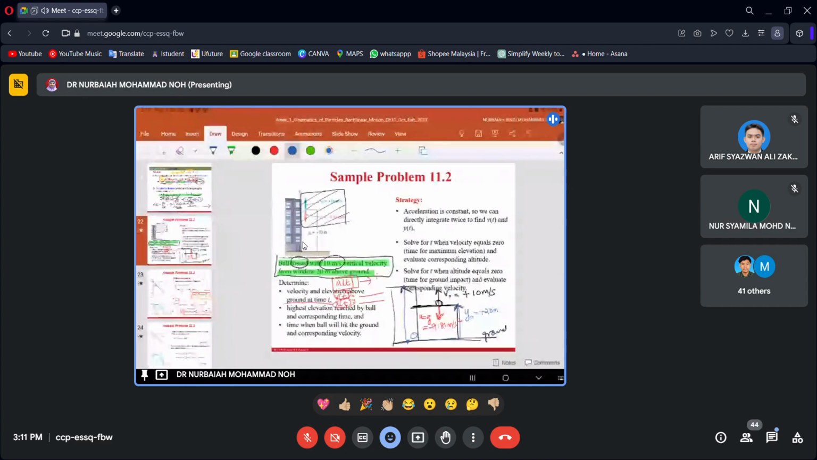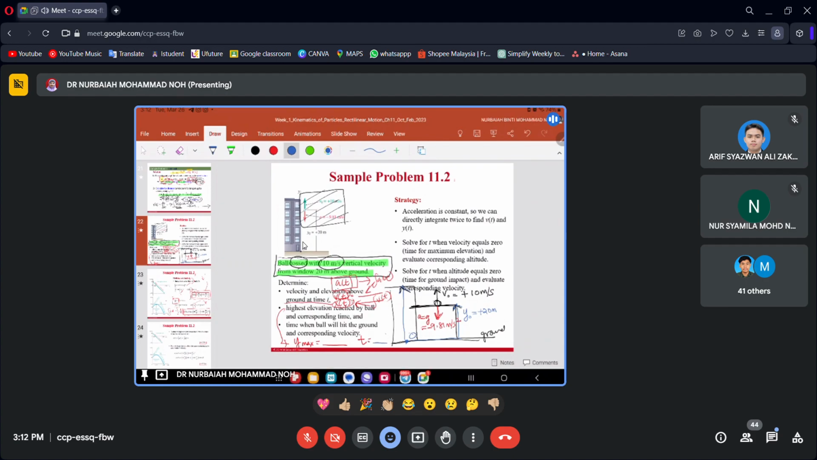Integrate a, you will get v. Integrate v, you will get x. The next one is determine the highest elevation reached by the ball and the corresponding time. What does it want? How do we put the symbol here? It wants y, y maximum. What is y maximum, and at what time does this y maximum occur?